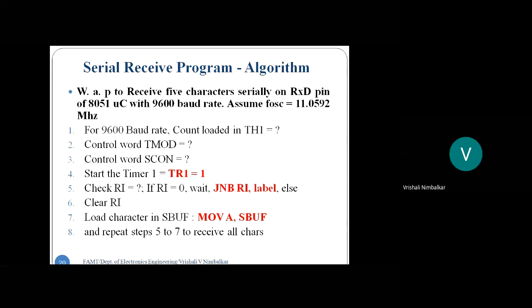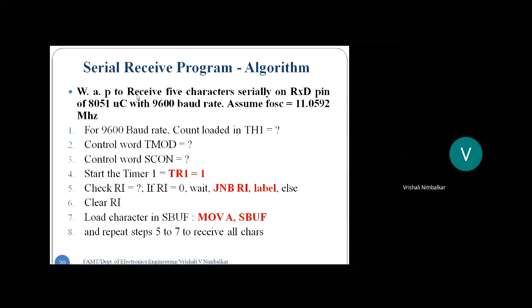In yesterday's lecture, we saw how to write a program to transmit data serially on the TXD pin of the microcontroller. Today we will look into how to receive data serially on the RxD pin of the microcontroller, and then we will go for interrupts. Let us look into the problem statement. Write a program to receive 5 characters serially on the RxD pin of the 8051 microcontroller with a 9600 baud rate.